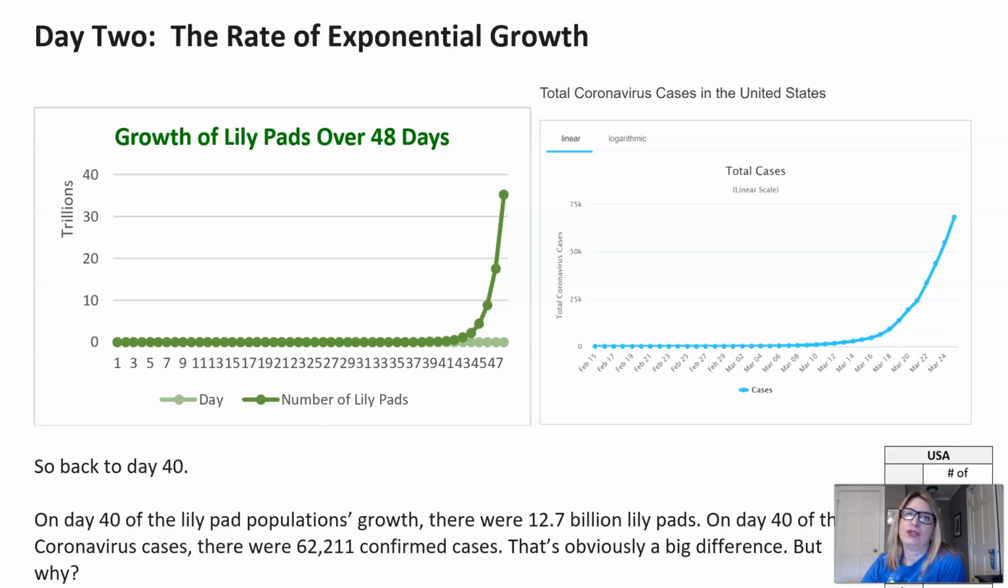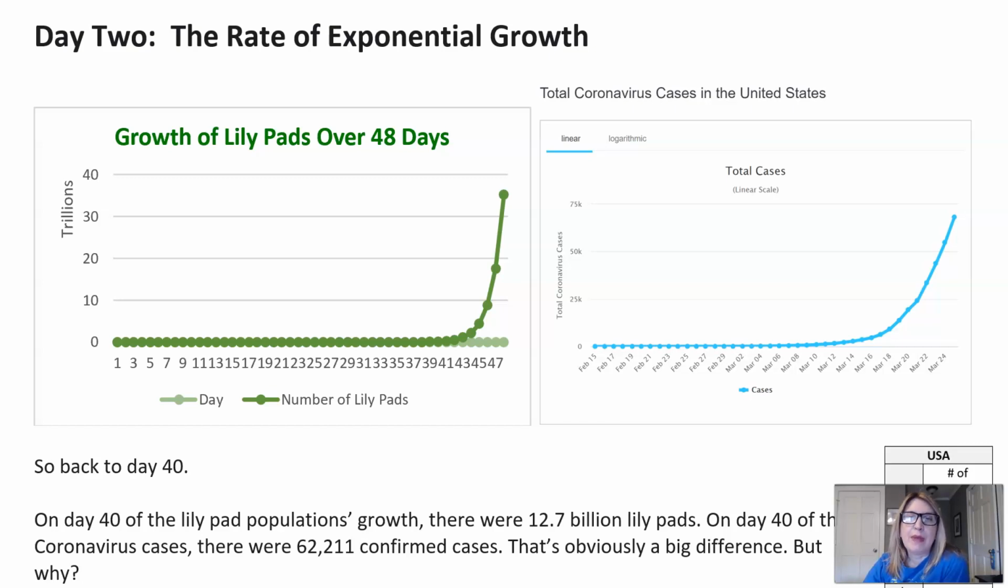It is day 2, and I'm going to tell you all about the rate of exponential growth. Because remember yesterday we talked about exponential growth of lily pads and the number of confirmed cases of COVID-19. So we're going to talk about that in a little more detail today.